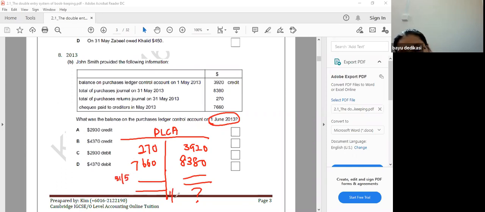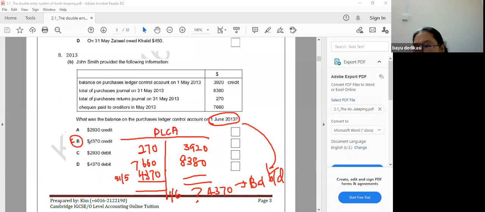But because they're asking for 1st June, take 3920 plus 8380 minus 270 minus 7660. So we get 4370. This is the balance brought down. This question is asking for the balance brought down, so the answer should be credit.